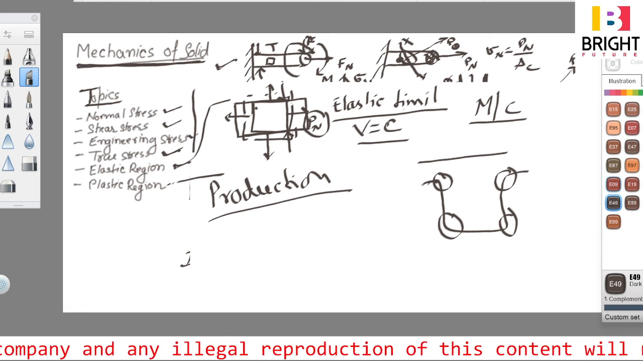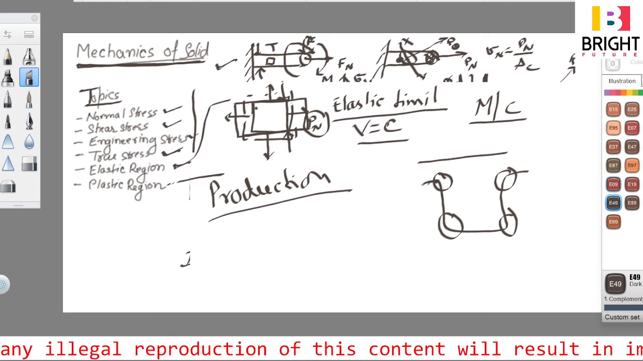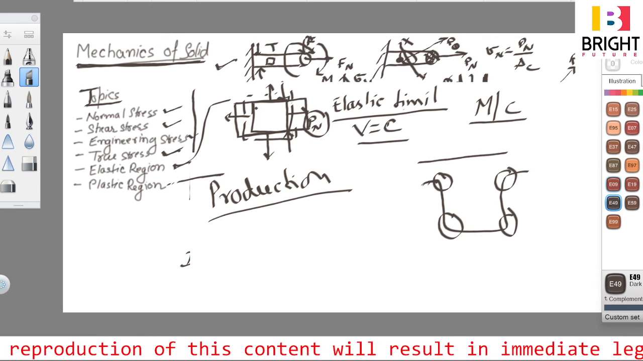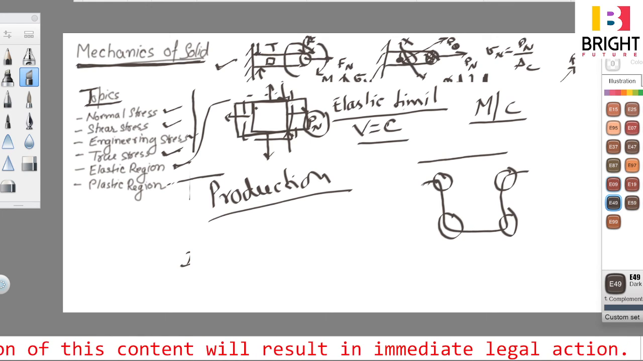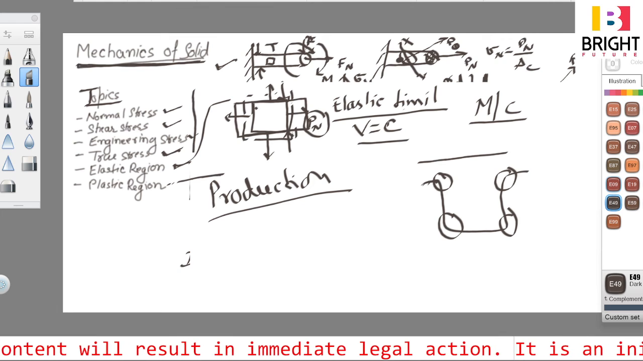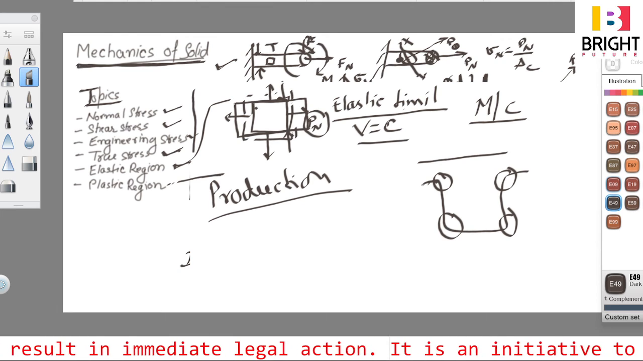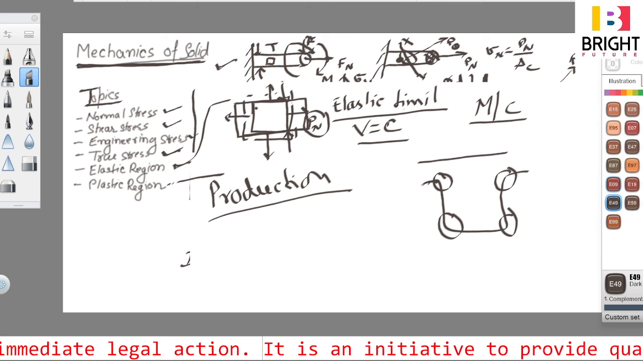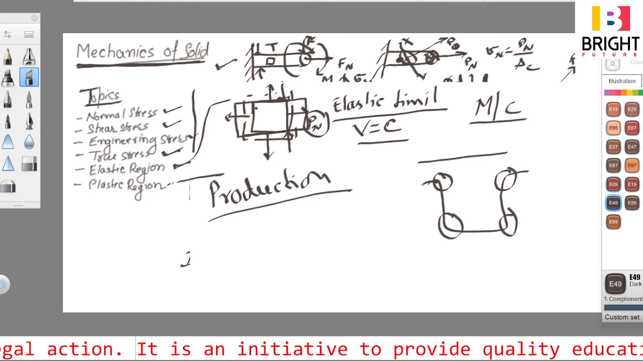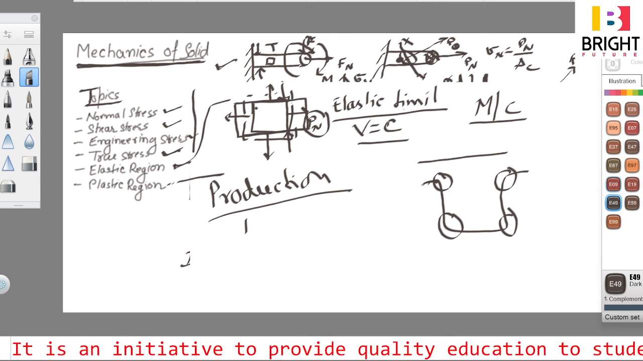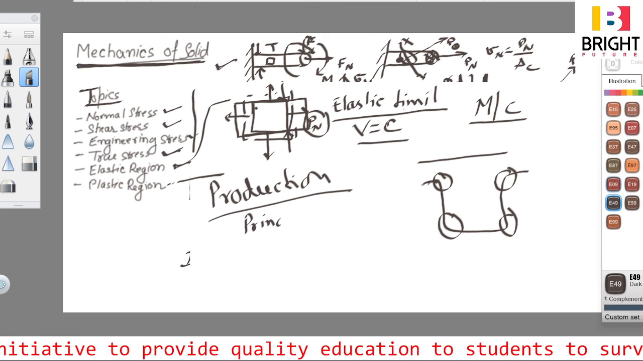In the next lecture we will study the stress-strain diagram for mild steel, what it will be for aluminium, for cork, for cast iron, and how carbon percentage affects it, all these things. And later on, advanced concepts, we will study principal stresses.